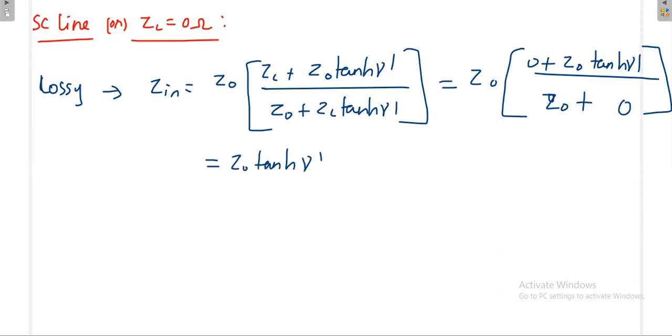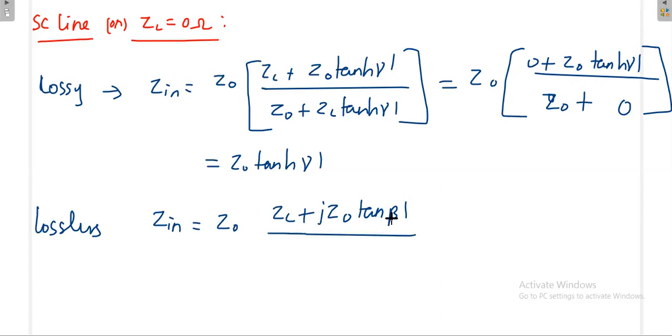Similarly, if you have a lossless line, the input impedance of the lossless line is this one, with beta instead of gamma. So it is J Z naught tan beta L.